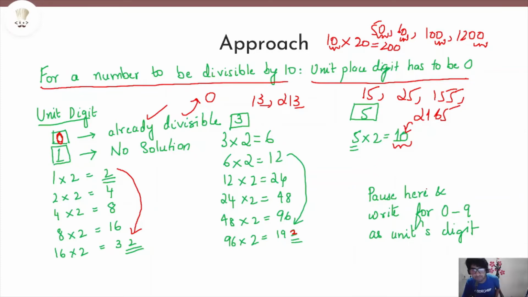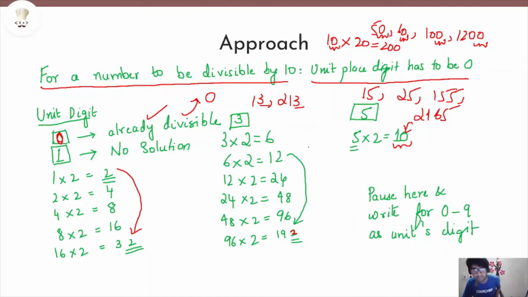Now pause here for a second and try to write the same approach for digits from 0 to 9, because there are only these 10 possibilities that the units digit can take. We already have written it for 0, 1, 3 and 5. Try to think at least for the other digits, for which of those digits you'll have a solution, and for which of those digits you won't have a solution.